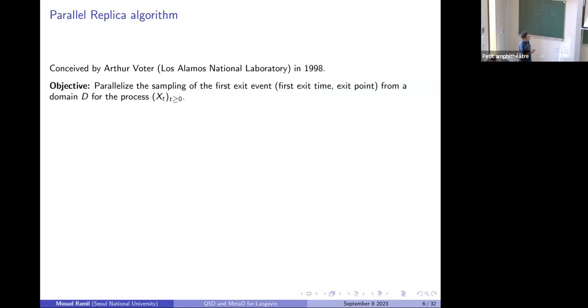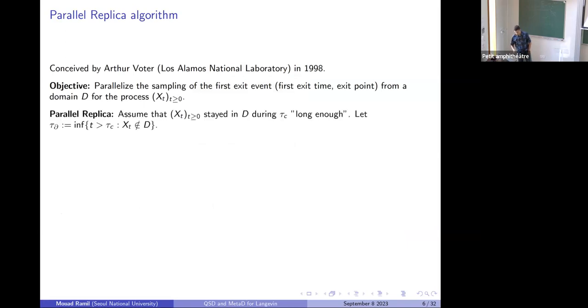So the first exit event is the time after which I exit the domain and the point from which I exit the domain. So you start with a configuration where you launch your dynamics, and at some point you notice that it got stuck in some metastable domain for a time long enough. So tau_corr is some decorrelation time.